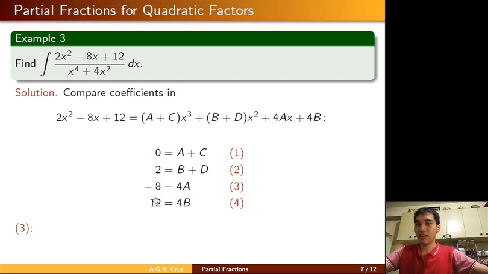In equation 3, you can divide both sides by 4. We will get a equal to negative 8 over 4, which is negative 2. Okay, so that's the value of a.